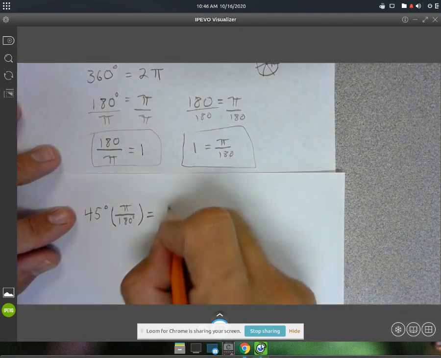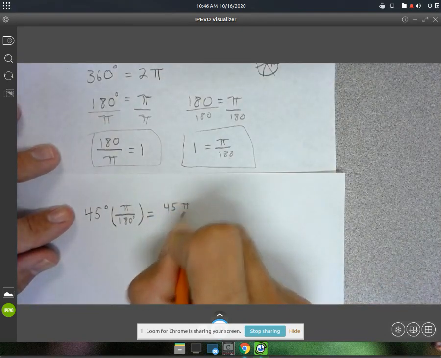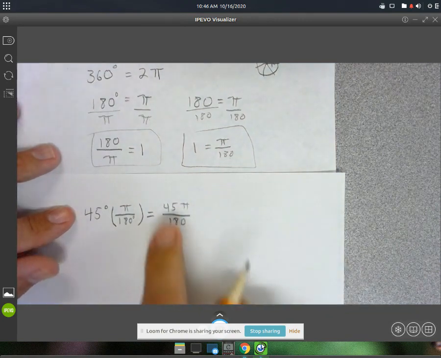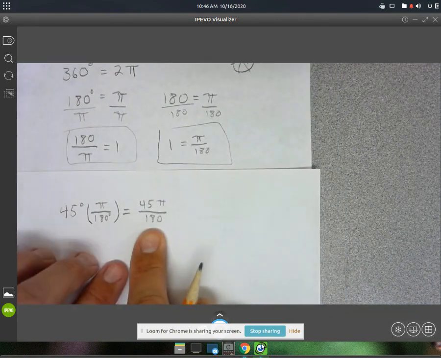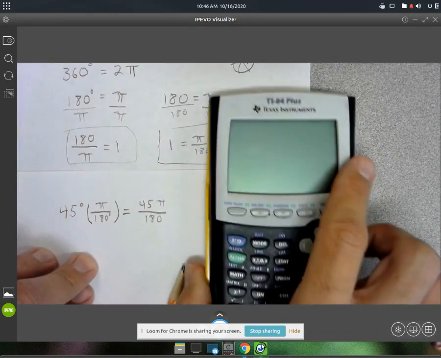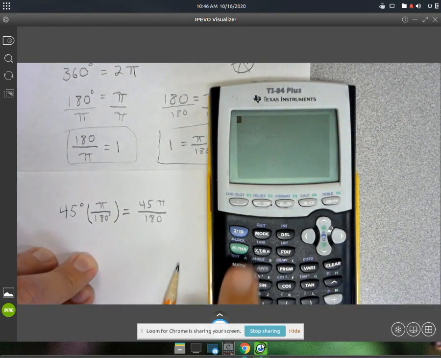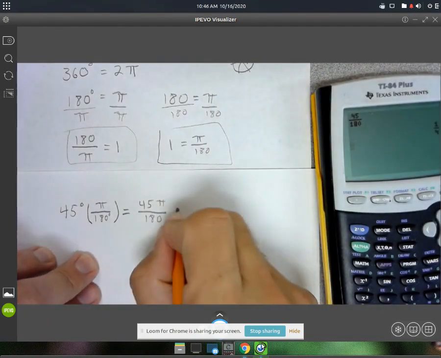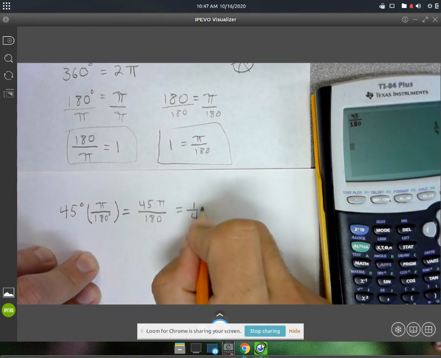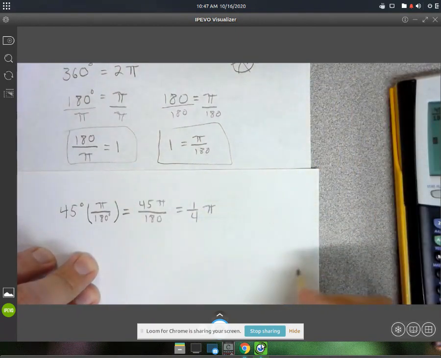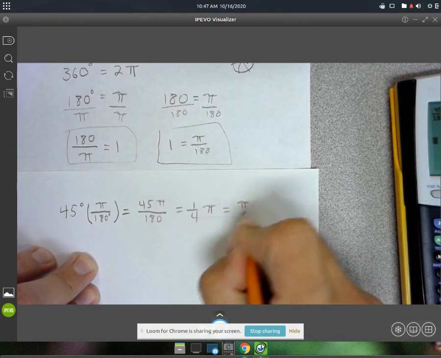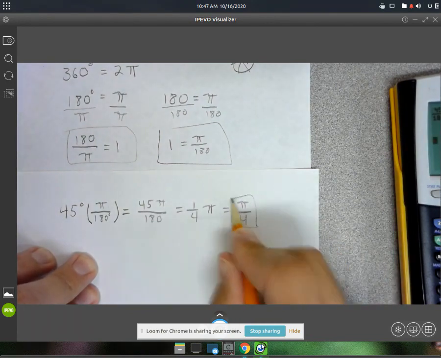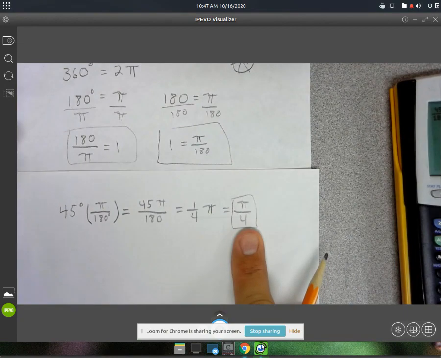So you'll take 45 pi over 180, and then you'll simplify this the best you can. I'm just going to go over here using the calculator, and I'll do 45 over 180, just that, and that's going to give me 1/4. So 45 over 180 is equal to 1/4, and you have that pi. Or you could rewrite it as pi over 4. That's the most common way that they'll write it.